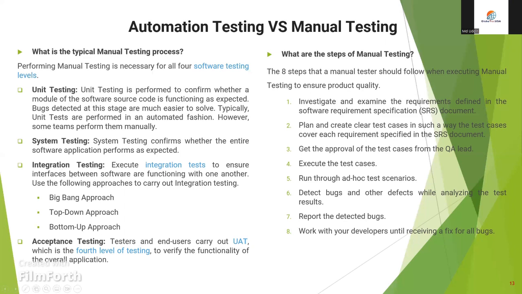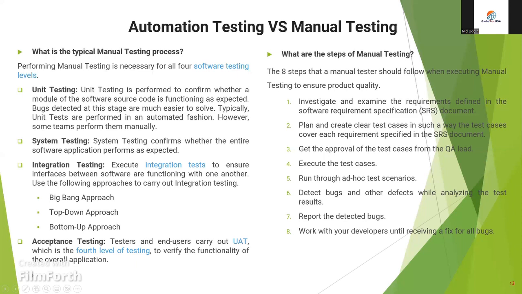Okay, so integration testing ensures the interfaces between the software functions work with one another. It uses the following approaches: Big Bang approach, top-down, and bottom-up approach. And then, the tester and user carry out UAT, which is the fourth level of testing, to verify that the functionality of the overall application is working fine. That is user acceptance testing.